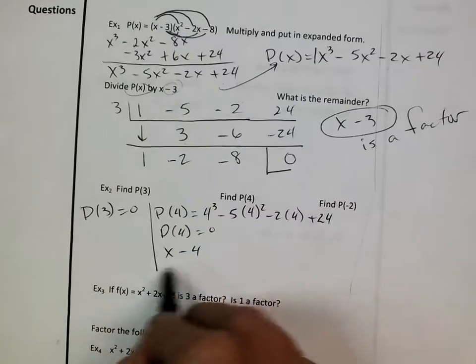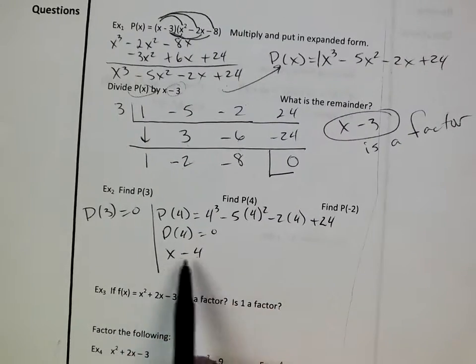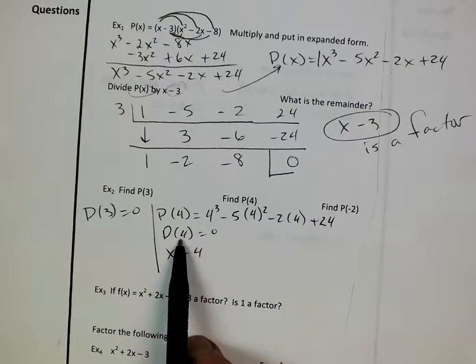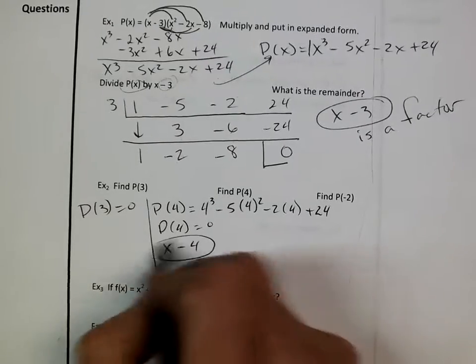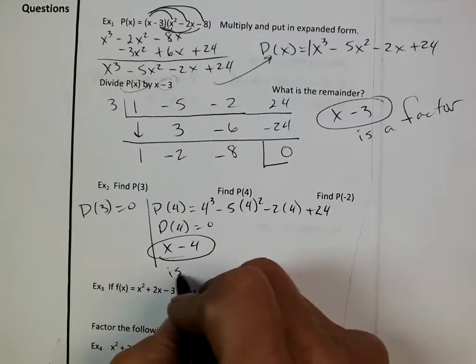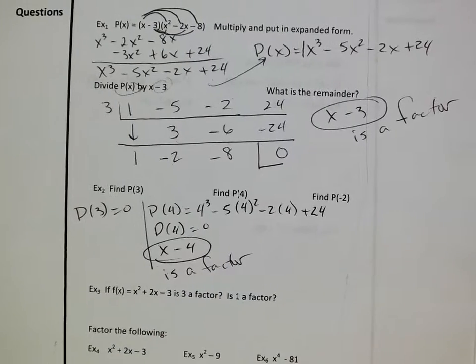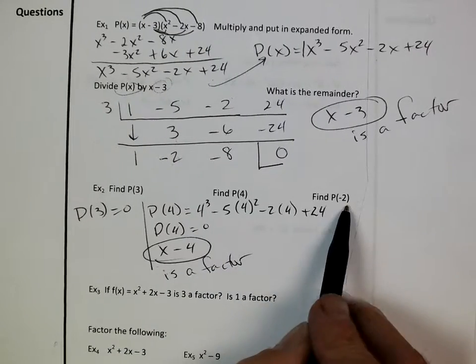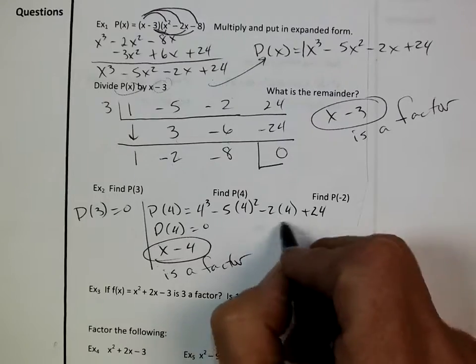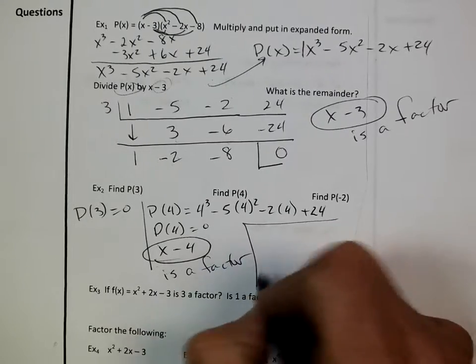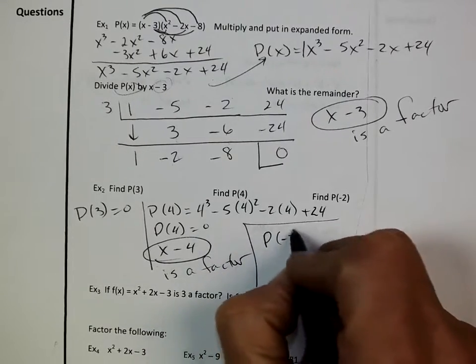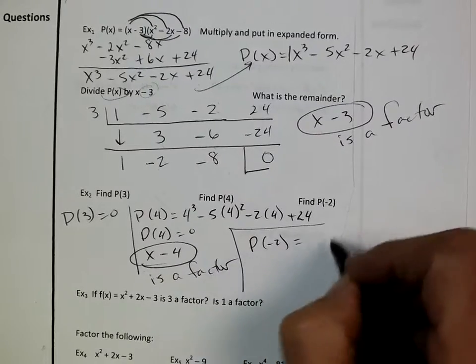So if p of 4 is equal to 0, that means that x minus 4 is a factor. You okay with the x minus 4? By writing it as x minus 4, we would get the 4, right? So x minus 4 is a factor, okay? Now, let's try p of negative 2. So p of negative 2, we'll plug it in.